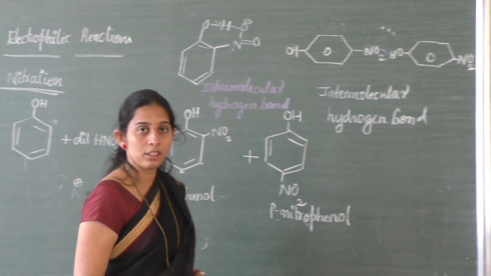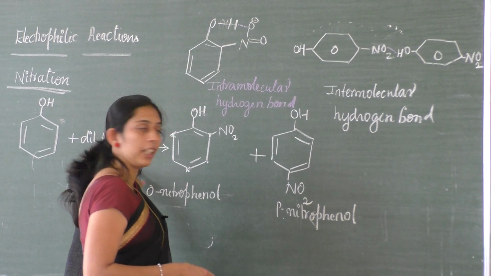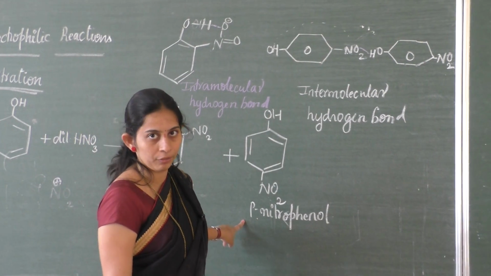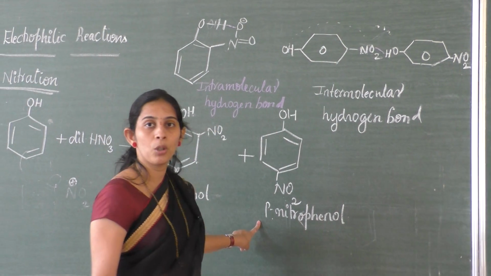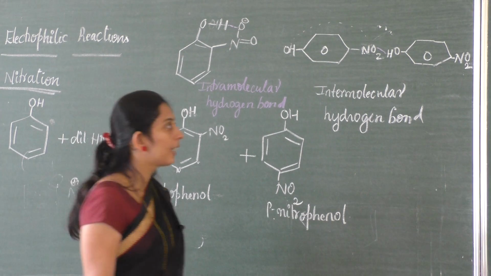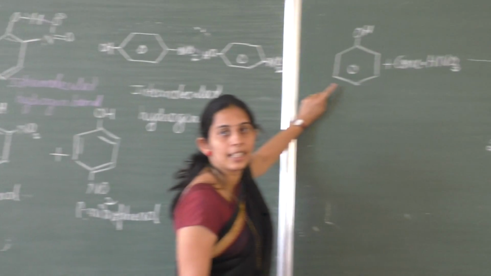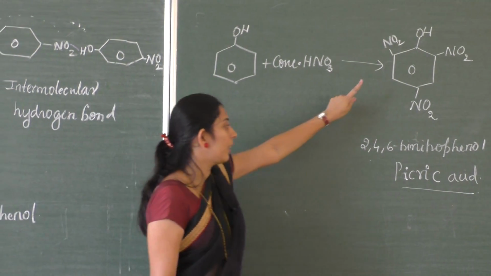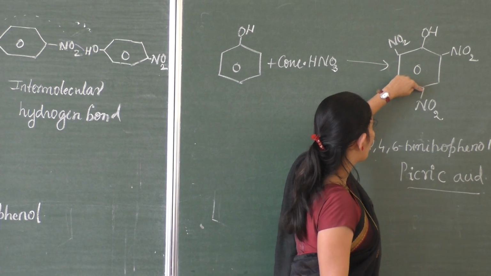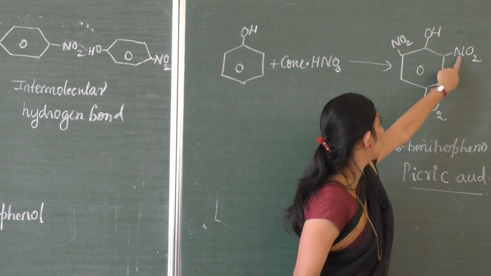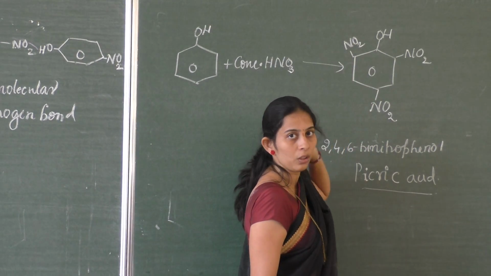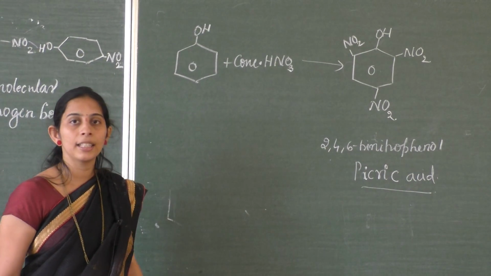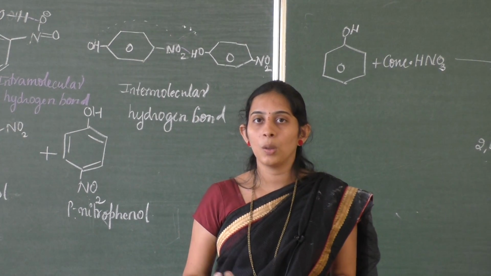In nitration, first you have to treat with dilute nitric acid. So both ortho and para substituted phenol will be formed. In that, we discuss which one is more volatile and what is the reason behind it. Next, treating with concentrated nitric acid, we get 2,4,6 trinitrophenol, with three nitro groups, or the general name is picric acid. So that is regarding the electrophilic reaction, that is nitration. Hope it is clear.